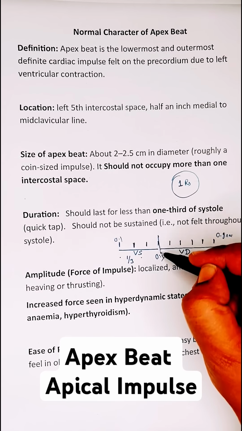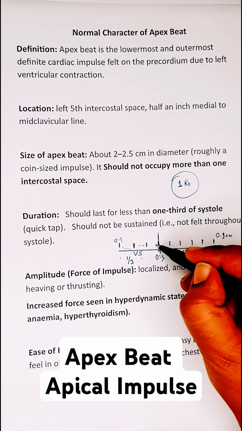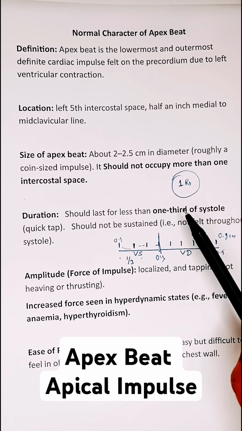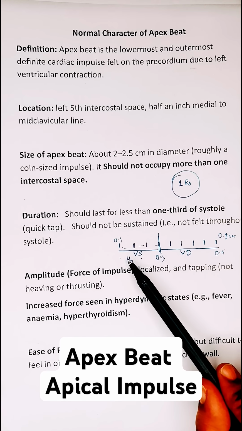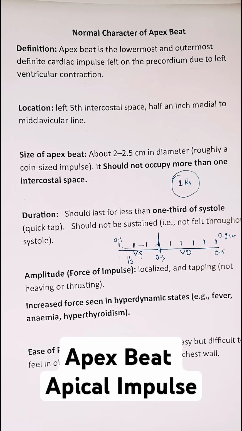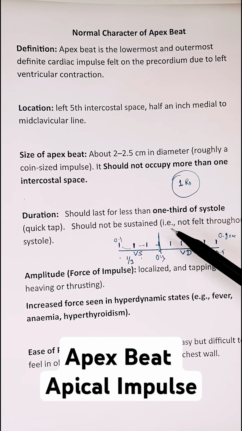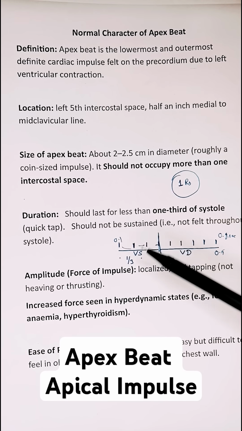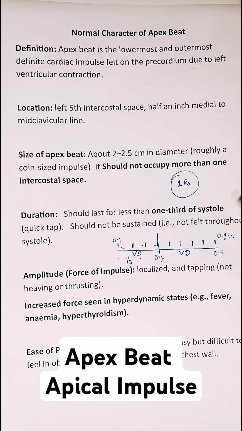Up till here is your ventricular systole, right? 0.1, 0.2, 0.3. Now your apex beat should last only up to 1/3 of the ventricular systole. It means it lasts only for about 0.1 seconds, okay? But in abnormal conditions, it is sustained, meaning throughout the systole we'll feel the apex beat. That is the meaning of sustained apex beat, okay?